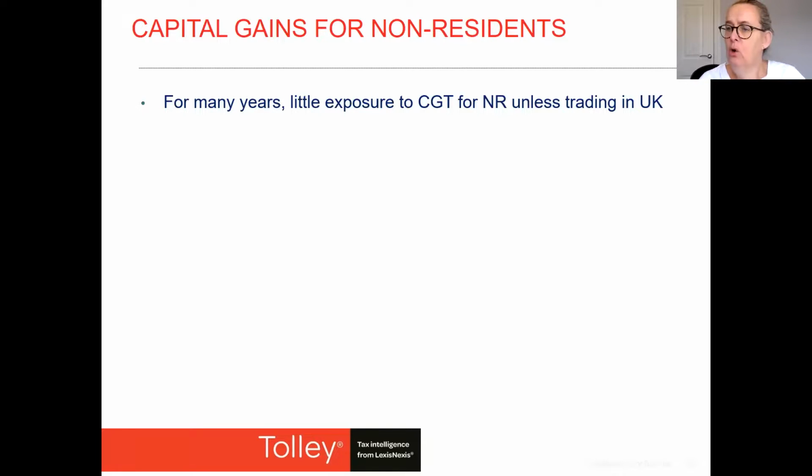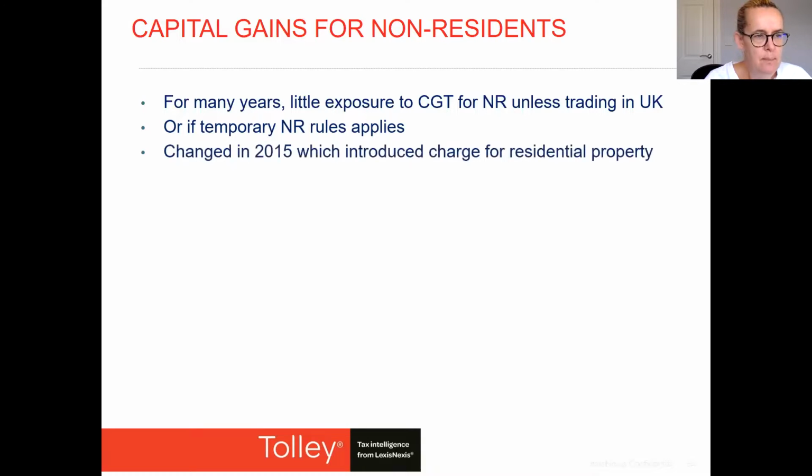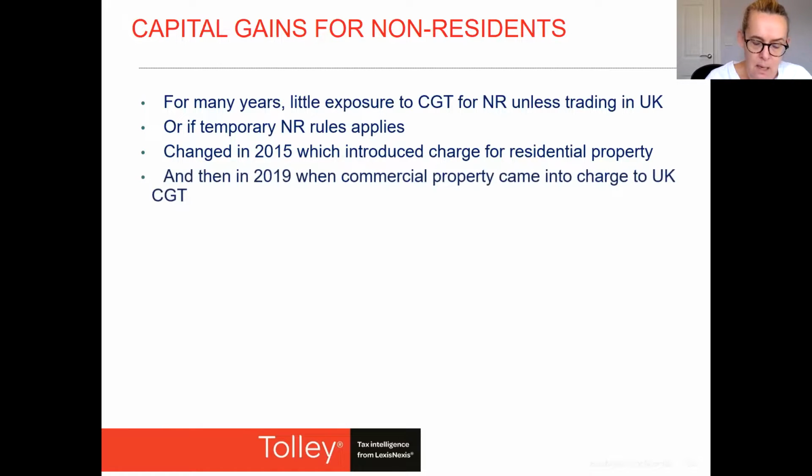But of course, for a long time, there was little exposure to capital gains for non-residents unless they were actually trading in the UK. So whilst we learned right at the beginning that non-resident landlords are subject to income tax or now corporation tax in the UK, there was very little exposure to CGT. Now in 2015, the 6th of April 2015, we saw capital gains being introduced for residential property held by non-residents. And then in 2019, it applies to commercial property as well.